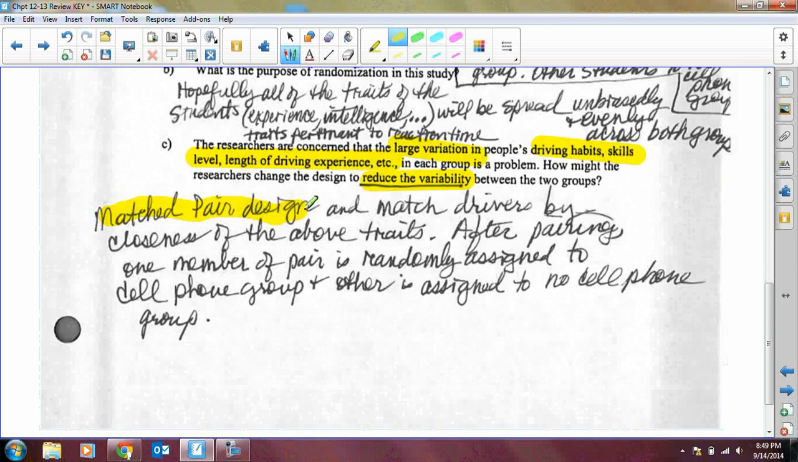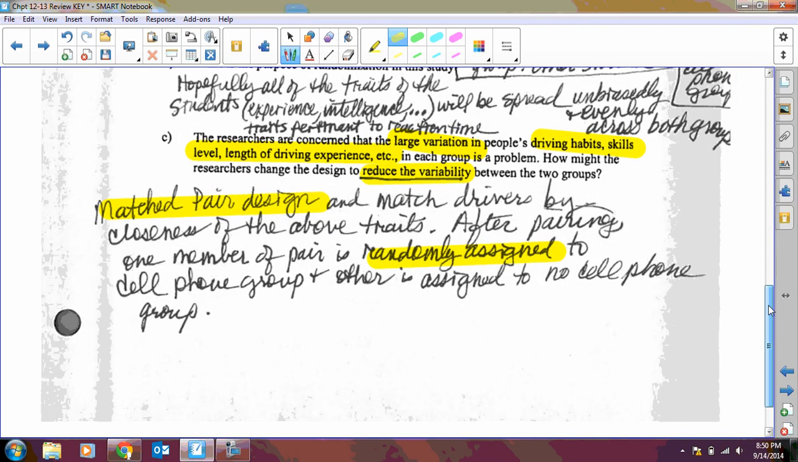And then after pairing, one member of the pair is randomly assigned to the cell phone group, and the other goes to the no cell phone group. I probably should have put in there, I will flip a coin for one member, and if it gets tails, it'll go to the cell phone group. Heads, it'll go to the no cell phone group, or whatever. It would have been more careful of me to go ahead and describe that randomization procedure. That's always something you don't want to leave out through laziness and then get counted off.